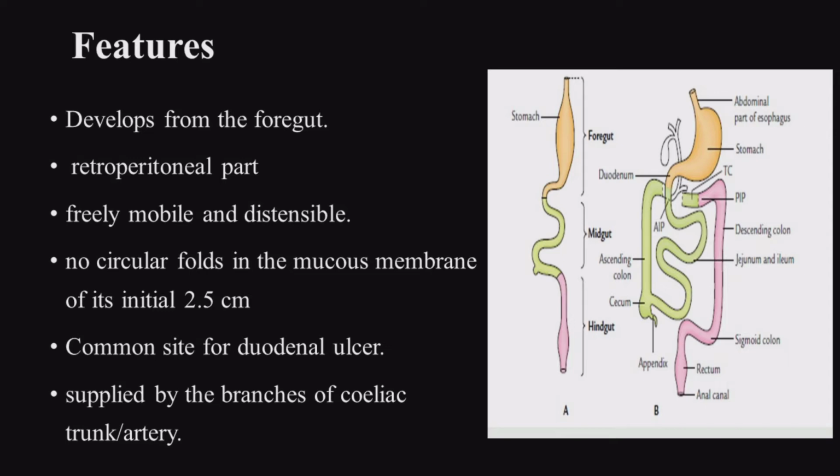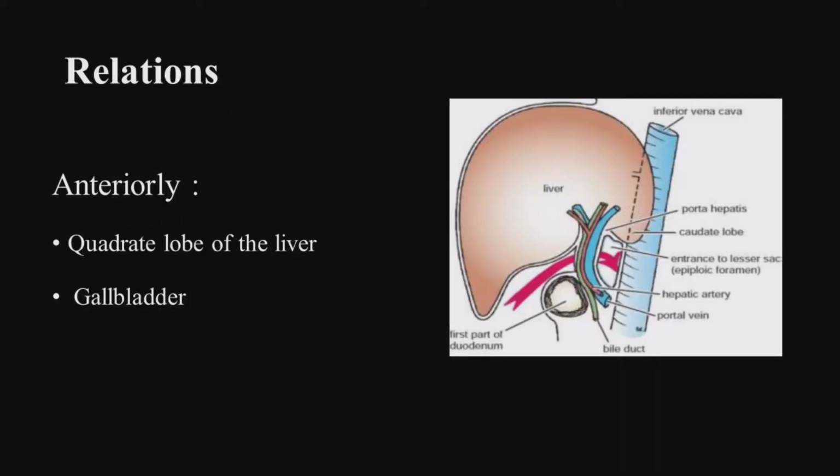It is the only part that is partly retroperitoneal. It is a freely mobile and distensible part. It has no circular folds in the mucous membrane of its initial 2.5 cm, seen as the duodenal cap in barium meal radiographs. It is the site for duodenal ulcers and it is supplied by the branches of the celiac trunk or artery.